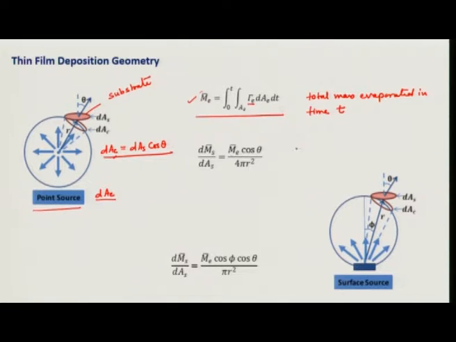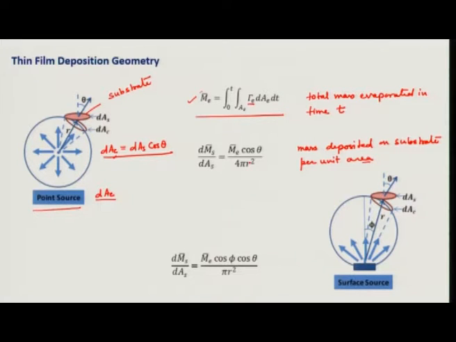So, this is mass deposited on substrate per unit area. Okay. So, this is for the point source, and if this angle is 0 degree, then this becomes m e over 4 pi r square.